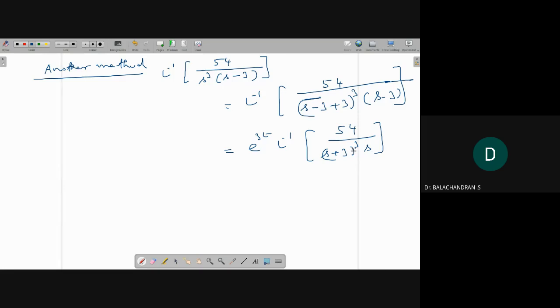Okay. Now, here we have only one S. Here we have S cube. So this is equal to e power 3t. So 1 by s into f of s, instead of 1 by s, we can replace by the integral 0 to t, L inverse of, what is f of s? 54 divided by s plus 3 whole cube into dt.